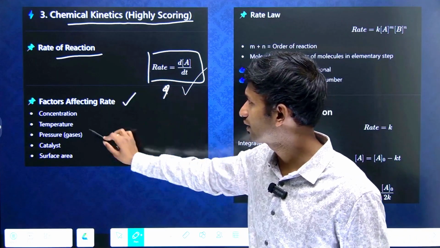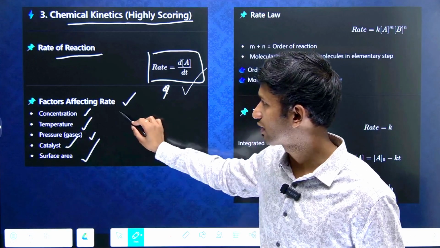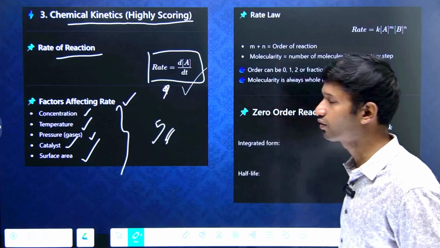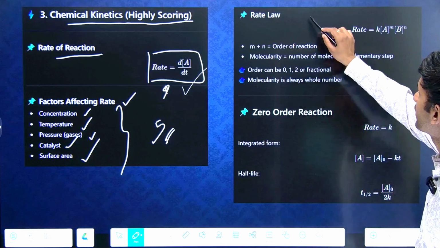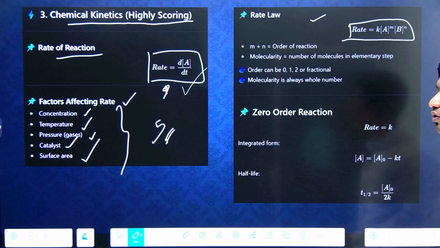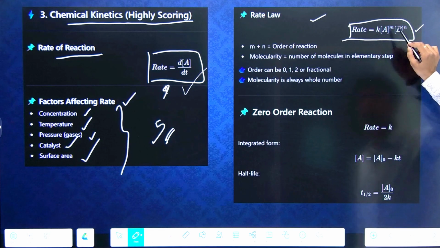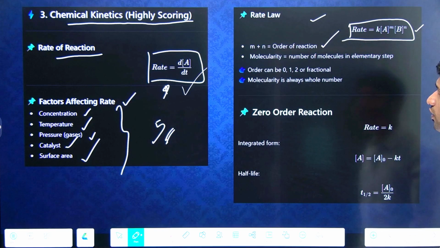Factors affecting rate: concentration, temperature, pressure in gases, catalyst and surface area. These are the 5 important factors that you need to keep in mind: concentration, temperature, pressure, catalyst and surface area. What is the rate law? So rate law tells us rate equals k into A to the power m into B to the power n. So what does m plus n actually represent? m plus n equals the order of the reaction.